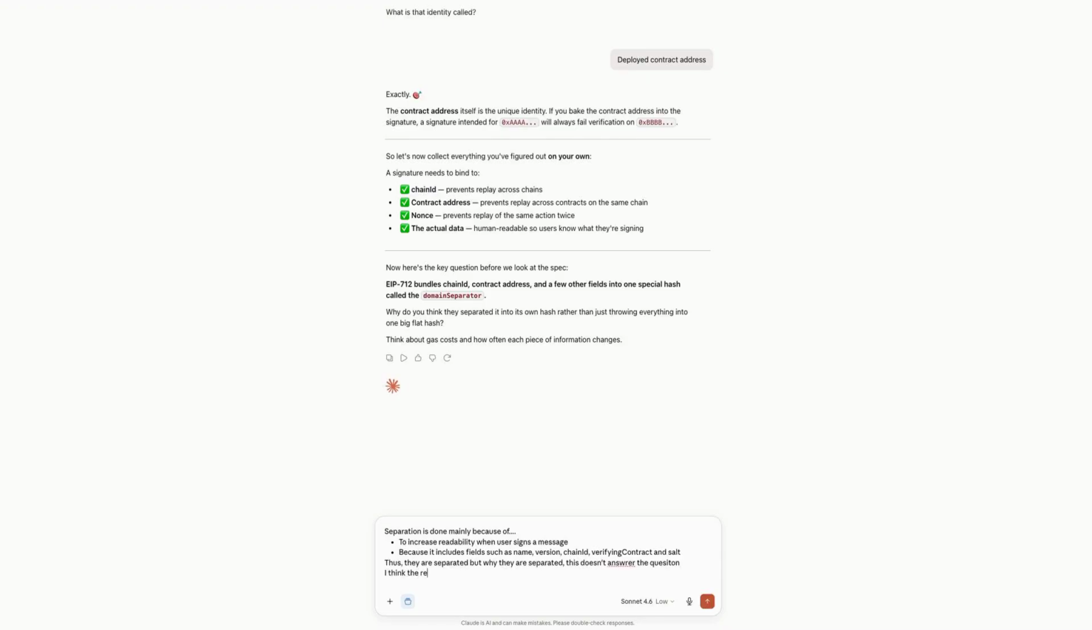I think the reason for separation would be to have the user sign only the required hash and not what is not required, because the domain separator increases the readability from the user's perspective during signing.